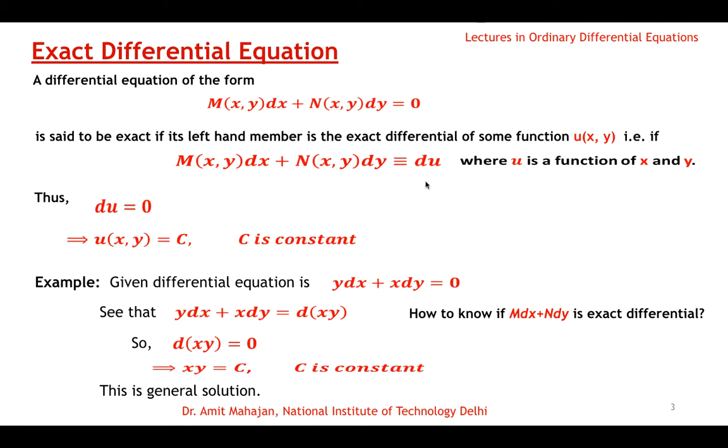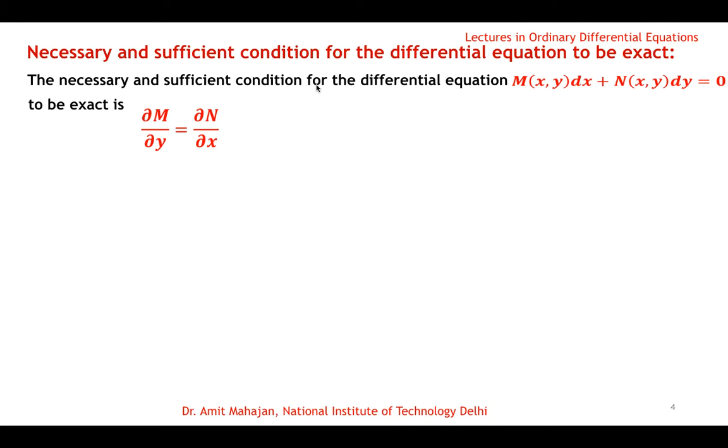Okay, so for that we have a result which gives the necessary and sufficient condition for the differential equation M dx plus N dy is equal to 0 to be exact. Okay, the partial derivative of M with respect to y is equal to the partial derivative of N with respect to x. Okay, so if this holds, then the left hand side can be written as the derivative of some function u. Okay, if it does not hold, then we cannot write the left hand side as the derivative of u.